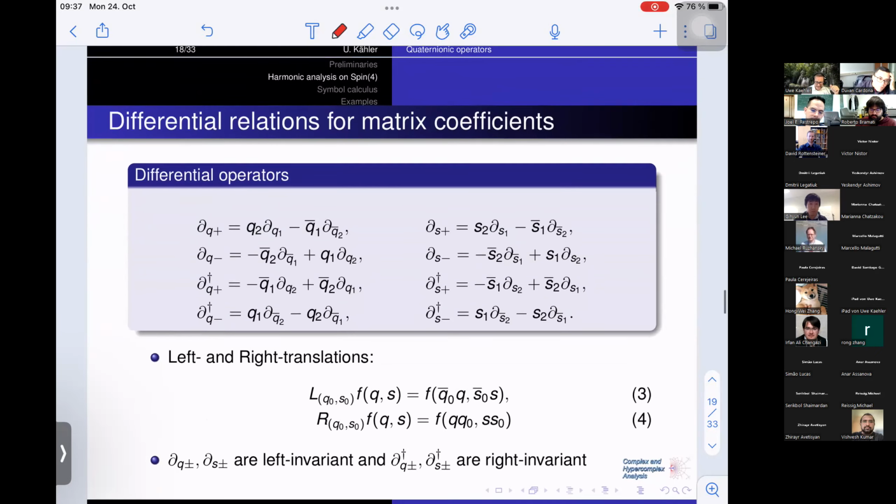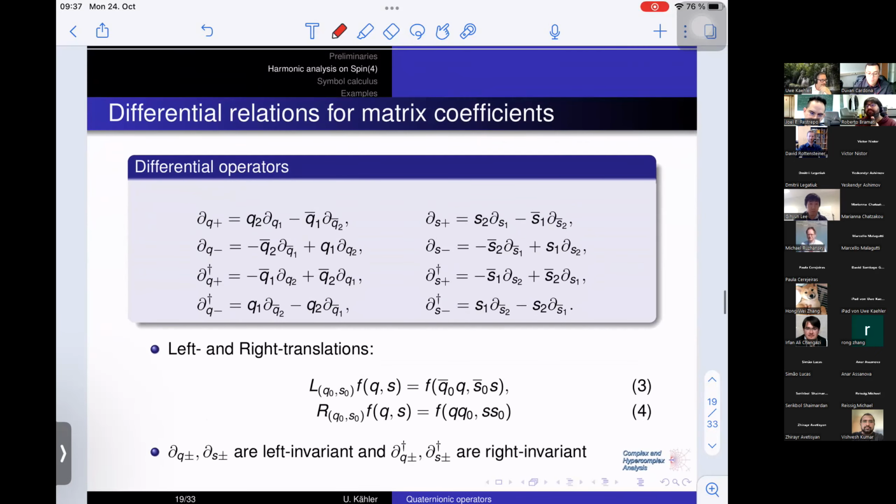In our case, we have to look at what the relations are for the matrix coefficients. Well, the left and right translations are written down here.